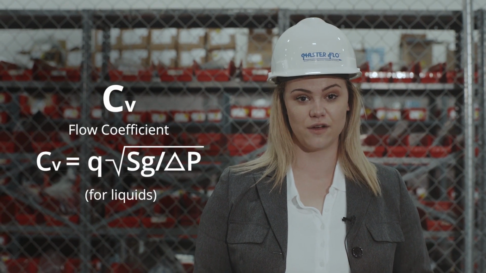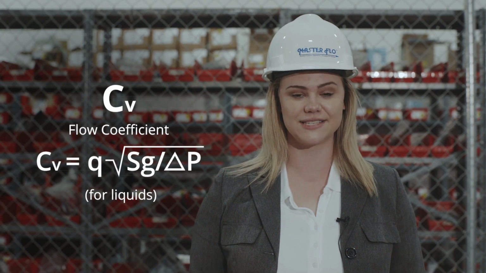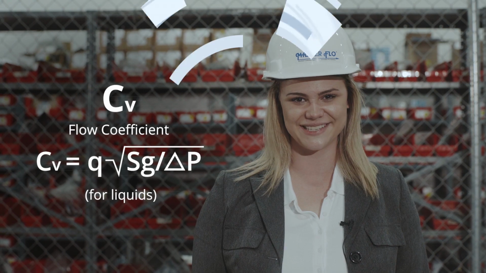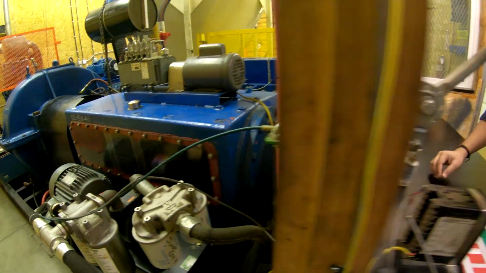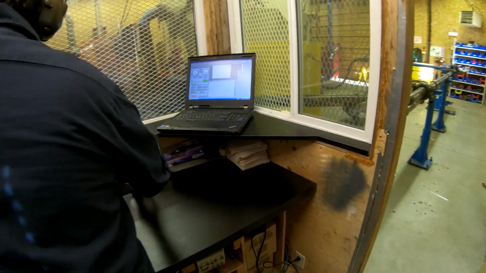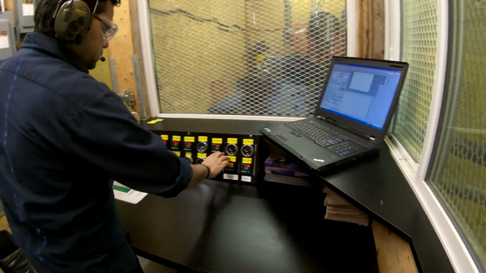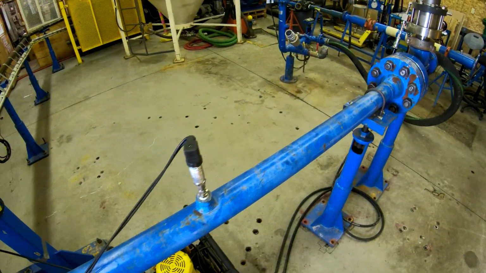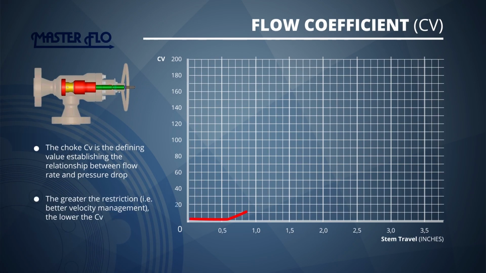To compare valve capacities and to size valves for specific applications, several coefficients are used. The first one is a flow coefficient. Flow capacity testing establishes a flow curve over the valve travel and provides a basis for comparing trim styles. Each valve type has a unique curve based on internal geometry. A greater restriction provides better velocity management but lowers the flow capacity.